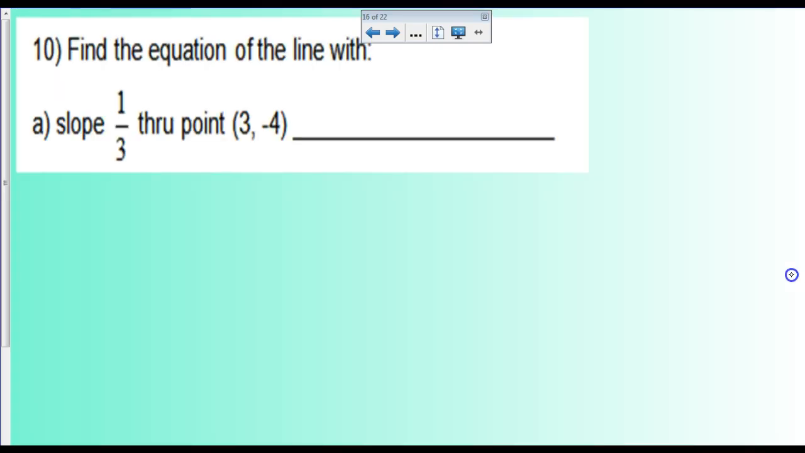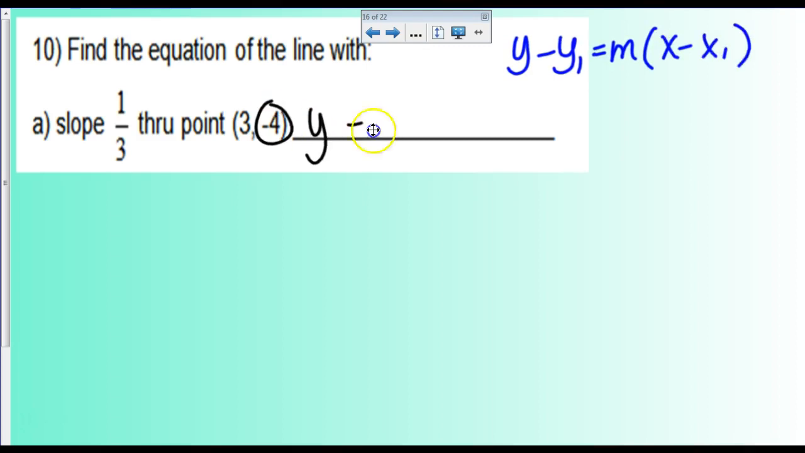Alright, so we're back. Let's see. This is, I believe, on the notes. Yep. Slope of 1/3 goes through the point 3, -4. So again, I'm going to use that new favorite point slope form of mine, which is y minus the y coordinate equals slope times x minus the x coordinate. So y minus the y coordinate equals slope and then x minus the x coordinate.